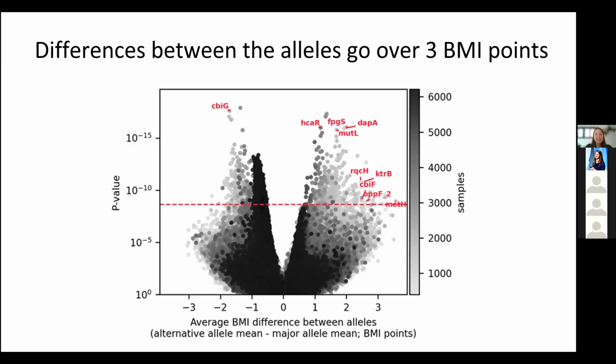Okay, what you see in this plot is, each dot here again is a SNP that was tested for its association with host BMI. And along the x-axis, you see the average difference between people who had the major allele in their gut bacteria and people who had mostly the minor alternative allele in their gut bacteria. And these differences go up to over 3 BMI points, which is over 8 kilograms for someone who is 1.7 meters tall, which is quite a big difference.